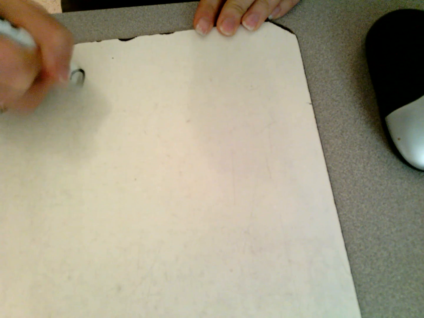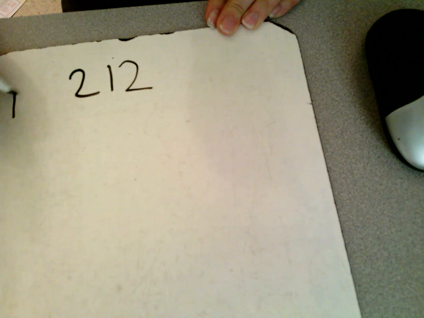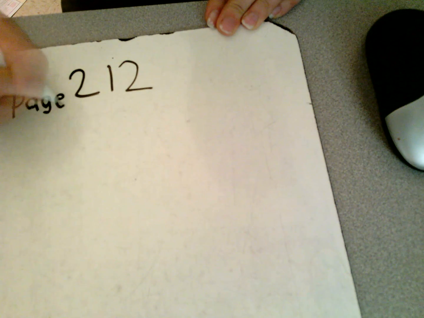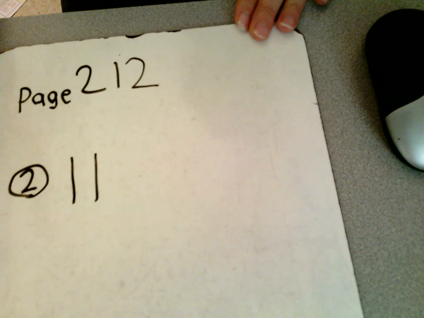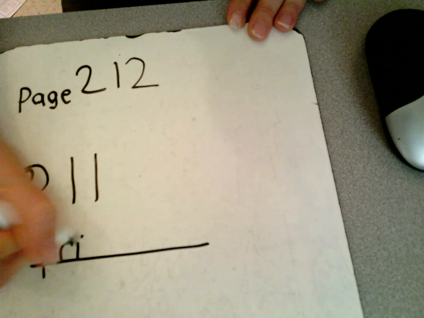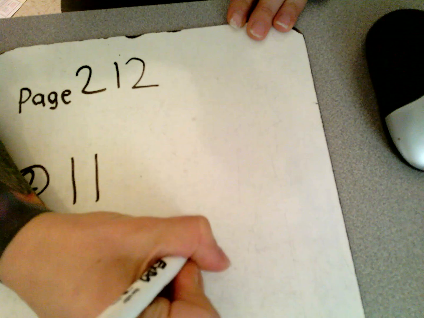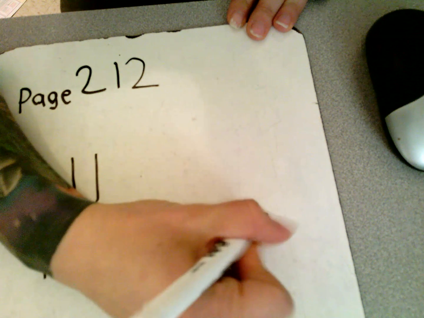Okay, thanks for getting your book out and being ready to learn. So we're looking at number 2 on page 212. So I'll put a reminder up here. We are on page 212. And we're looking at number 2. Next to the number 2, you see the number 11. And the directions are asking us to tell whether 11 is prime or composite. You don't have to write this, but if you want, you can.